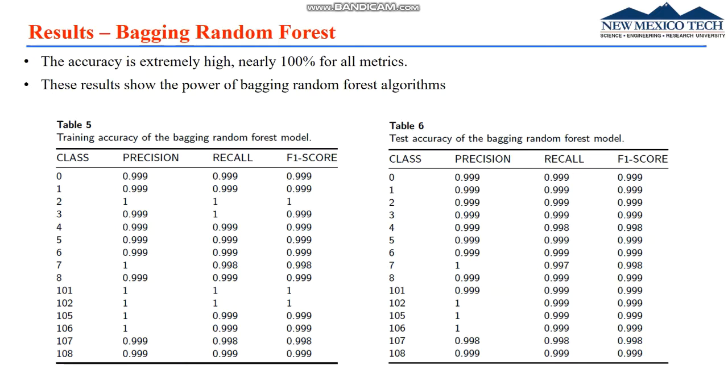And this is the result of the random forest algorithm that we apply on the dataset. You can see that overall the accuracy is extremely high, nearly 100%. And the metrics of precision, recall, and F1 scores are also really high, nearly 1. So this result shows the power of the bagging random forest algorithm on this dataset.